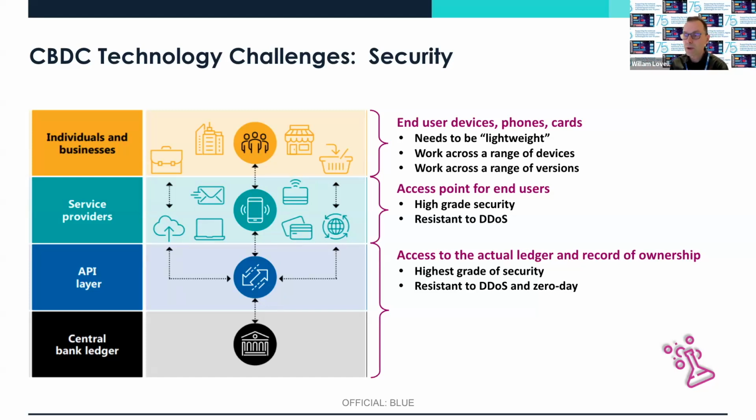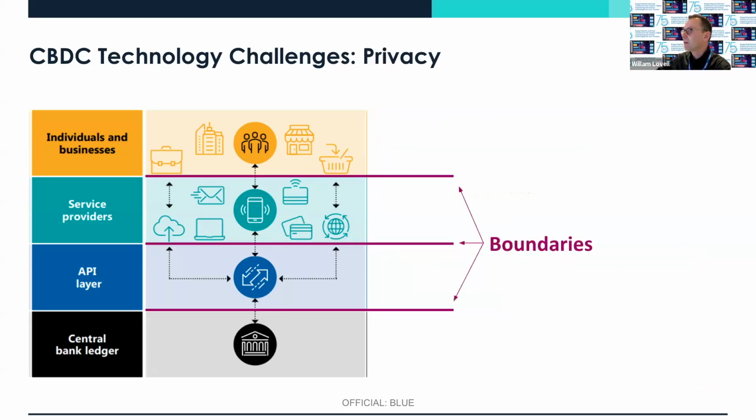When it comes to access points, we need to be resistant to distributed denial of service. But as you can see, access to the actual ledger is really where we need the highest grade, and we need to start thinking about how we protect and recover against zero days attacks. So I want to step from that into talking a little bit about privacy, if I can.